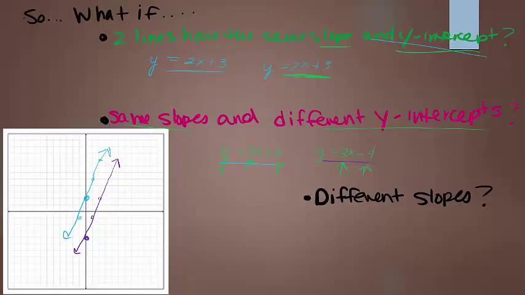So if you have two lines that have the same slopes but different y-intercepts, that means that the lines are parallel. They are never going to touch. They both start at different points on the y-axis, but they are moving up and over the same amount each time. So they're never going to touch each other. If two lines have the same slopes and different y-intercepts, they are parallel. If they have the same slope and y-intercept, they are the same line. All right, what about if they have different slopes?